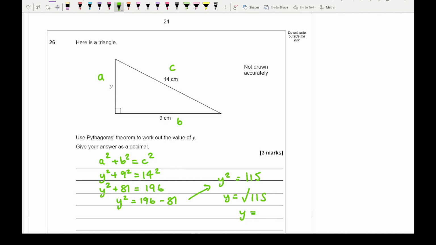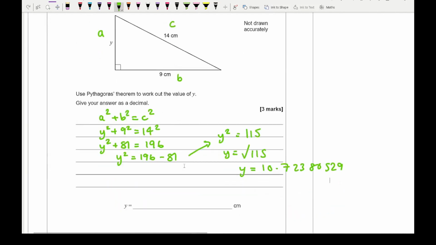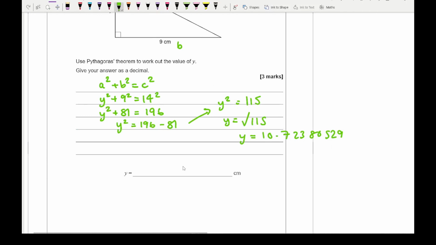And so the answer is going to be 10.7238059. Now the question doesn't actually specify any rounding, so you could leave your answer like this, or you could correctly round it, but if you have rounded it, then just make sure that you are stating what you have rounded it to. So I'm going to leave the answer as 10.7.